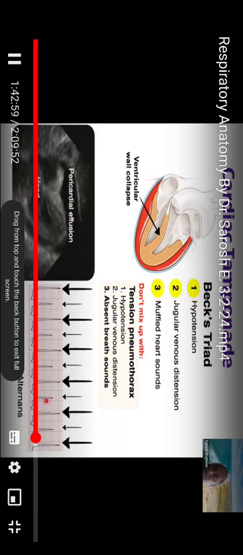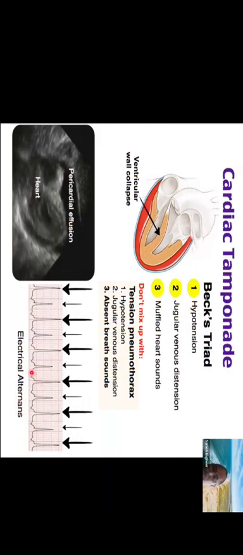The height is not proper, the voltage is not proper, that is, the amplitude is not proper. And this type of an ECG is known as electrical alternans. Please don't confuse this with pulsus alternans. This is an ECG, and this is called electrical alternans.